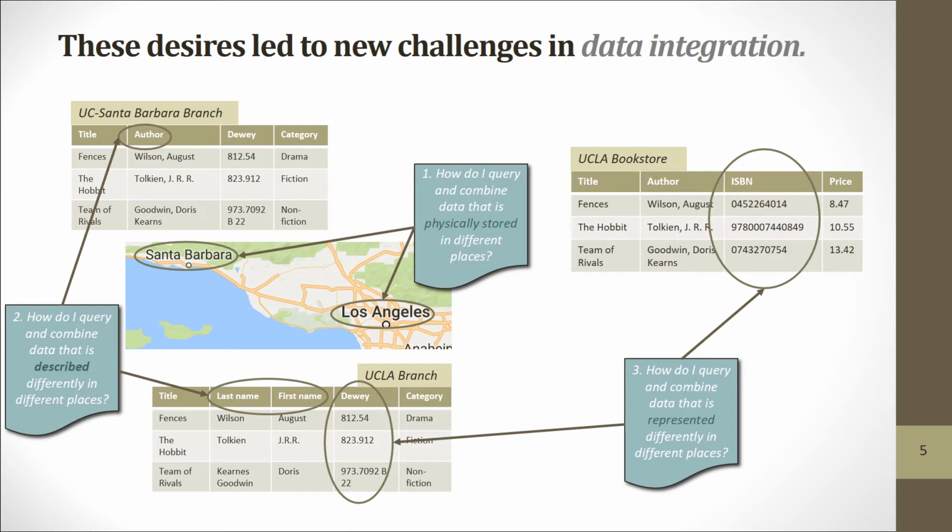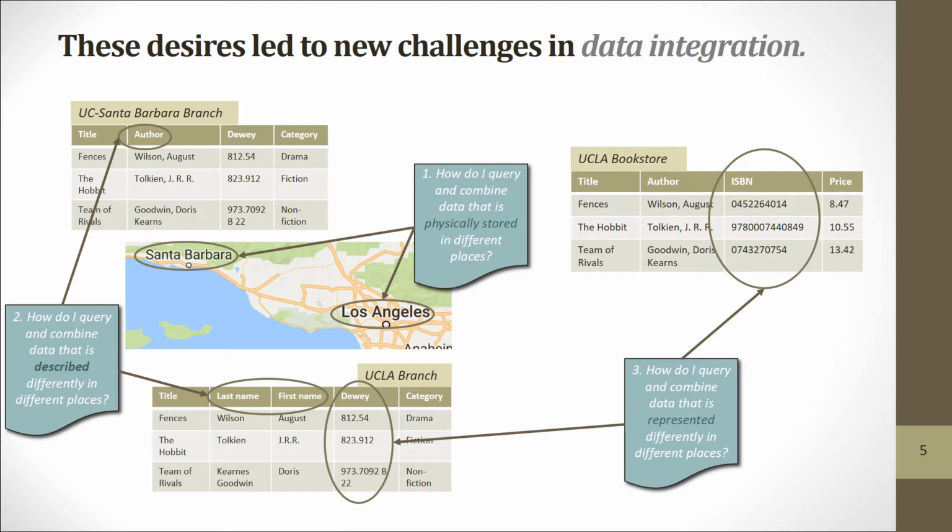The second challenge in data integration is descriptive. How do I combine data that is described differently? In other words, how do I combine data that is similar in nature but is organized by slightly different schemas? In this example, the UC Santa Barbara Library Catalog stores the author's name as one field in the record, while the UCLA Library Catalog stores the author's first and last name in separate fields. Even though both catalogs describe books, I cannot write one query that combines data from both catalogs without some sort of transformation to reconcile the difference in how authors' names are represented.